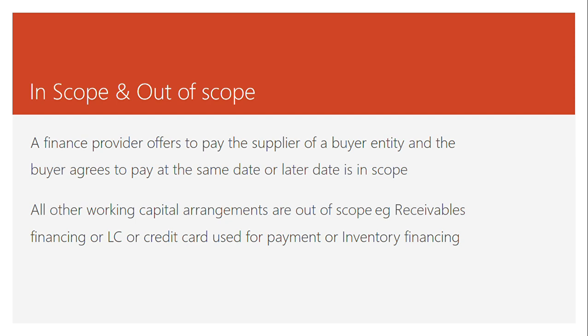In scope and out of scope: where a financier agrees to pay the supplier of a buyer entity, and the buyer agrees to pay on the same date or a later date, it is in scope. All other working capital arrangements are out of scope. Examples: receivables financing, LC, credit card used for payment, or inventory financing. These are out of scope of this arrangement.